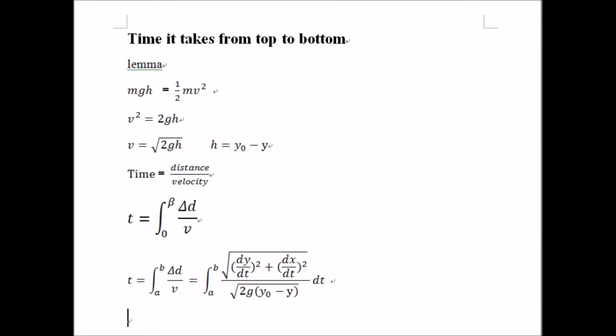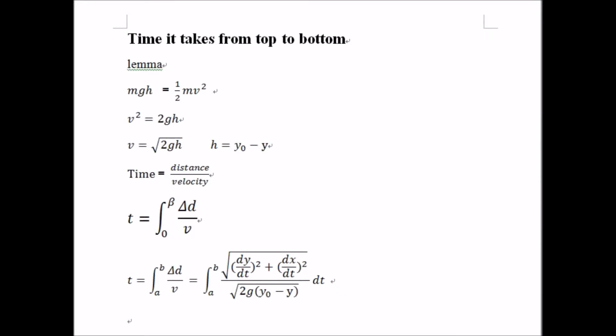We're going to talk about the tautochrone and the brachistochrone, which are two unique characteristics of the cycloid. So let us begin. First of all is the time it takes from the top to the bottom, which is the tautochrone. And first of all, we have to know the basic physics to solve this problem.